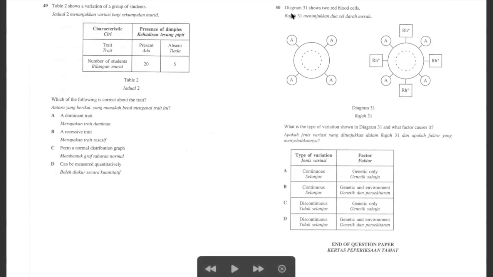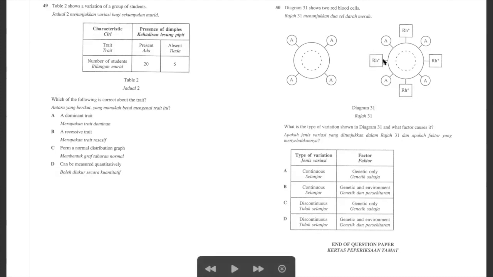Okay, the last one, 50. 50, the answer is C. Okay, discontinuous. Okay, this one is genetic. Okay, discontinuous. Okay, sebab apa dia discontinuous? Awak tengok ni. Ni rhesus factor ni. RH ni maksudnya rhesus. Rhesus ni ada dua sahaja. Sama ada awak rhesus positif ataupun awak rhesus negatif.